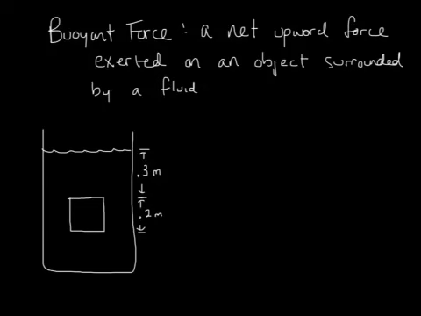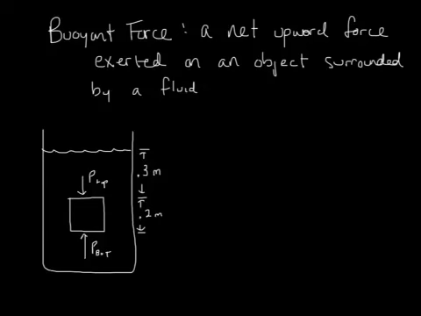Okay? And so what's going to happen is we're going to have pressure pushing down on the top, but we're also going to have pressure pushing up on the bottom. The pressure on the bottom should be a little bit bigger than the pressure on the top because it's deeper in the fluid. And so the pressure on the bottom is greater than the pressure on the top. We get what we call our net buoyant force.